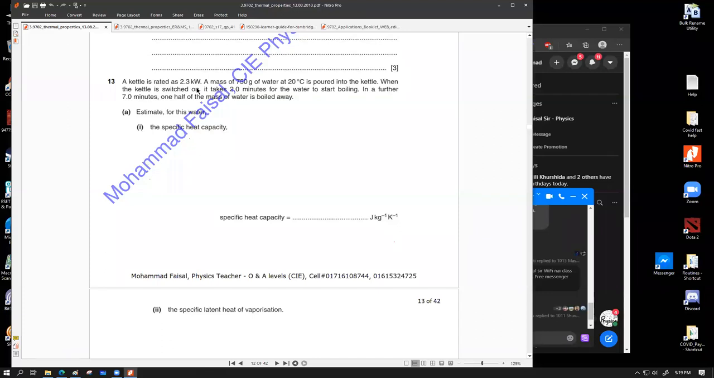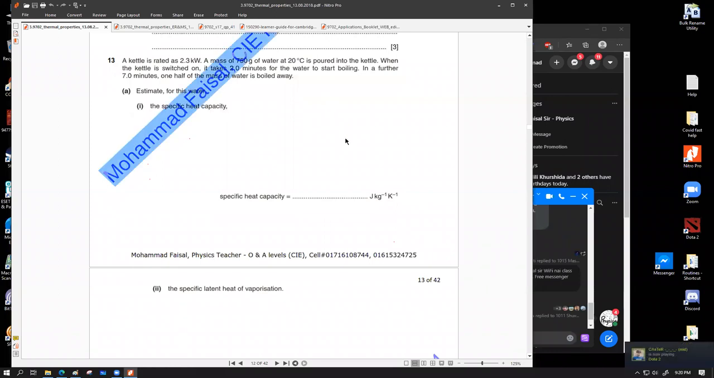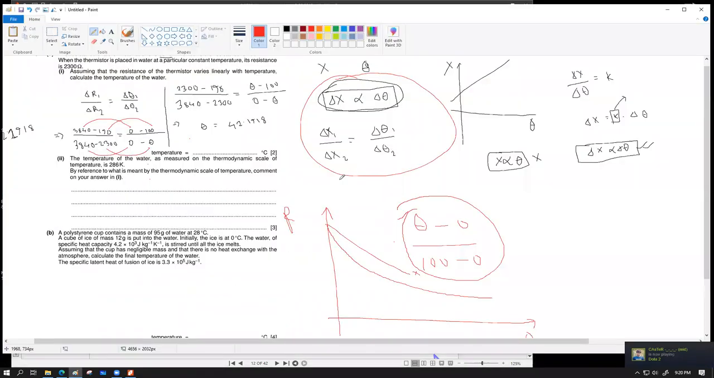And number two, it says the specific latent heat of vaporization. Have a look. The question says that in a further 7 minutes, 1/2 of the mass of the water is boiled away. How much water did boil away then? What is the mass of the water that is boiled away? 1/2 of the mass available in the beginning. So you started the heating process with 750 grams of water. If 1/2 of the water is boiled away, then how much water has boiled away? 1/2 of 750 grams, which is 0.375 kilograms. So let me just take this one out so that I can use these numbers.